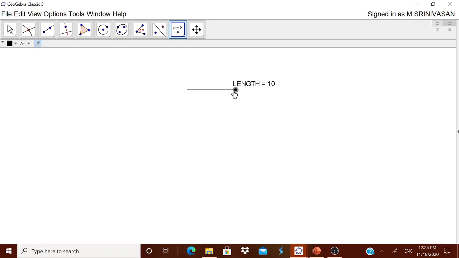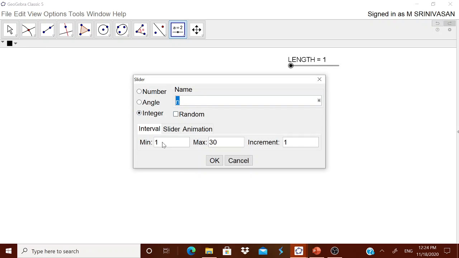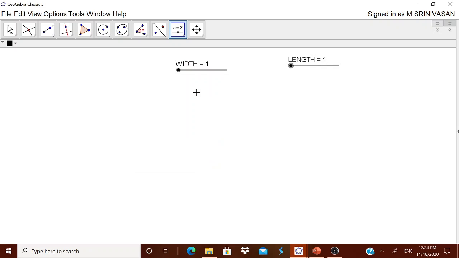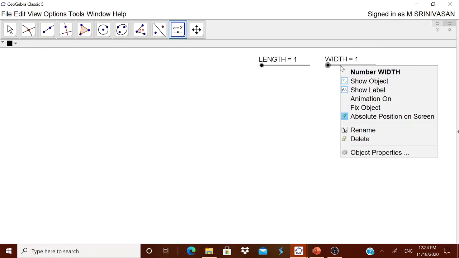Now by moving it, the length can be increased from 1 to 10. Again I will have one more slider of the same integer, again from 1 to 10, and I will name it as width or breadth, whatever you want. I will just call it width. Let me put it over here. You can change the color also if you want, by right clicking it, going to object properties and making the necessary changes.